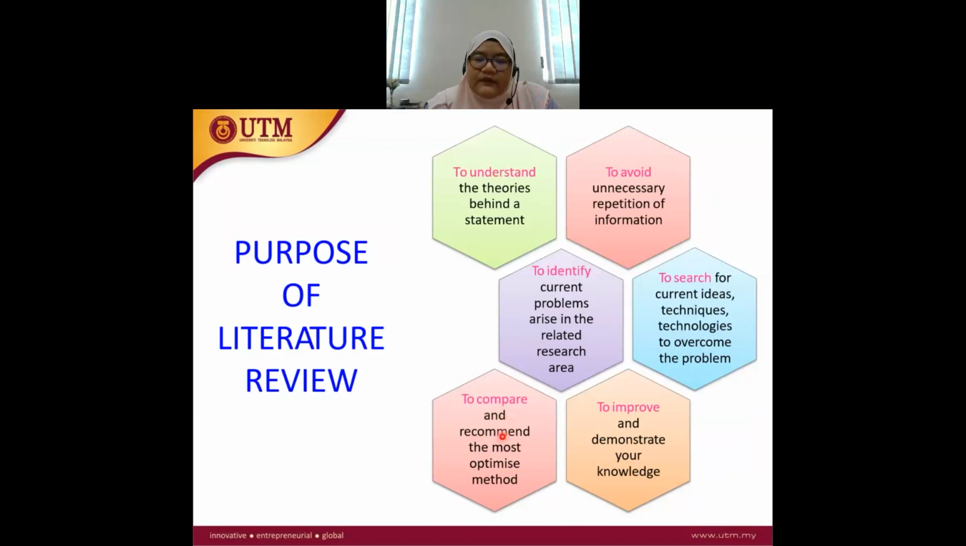Okay, next, to compare and recommend the most optimized method. By searching the literature, you are also searching the methodology, and then you can compare or recommend or maybe innovate the most optimized method in your study. Next, to improve and demonstrate your knowledge. Of course, when you are searching the previous research by other researchers, you are improving your knowledge, and you can demonstrate it.